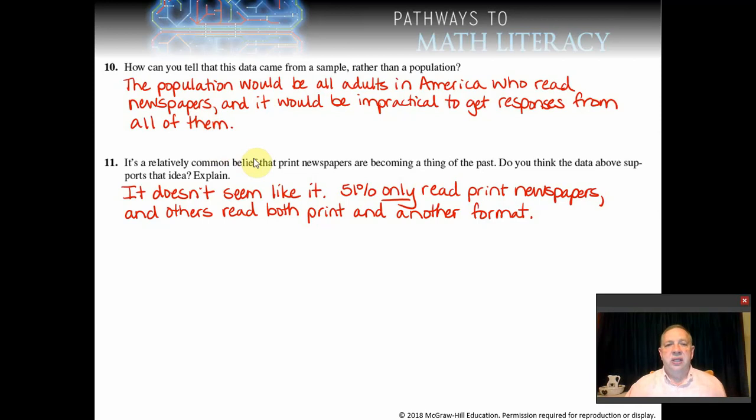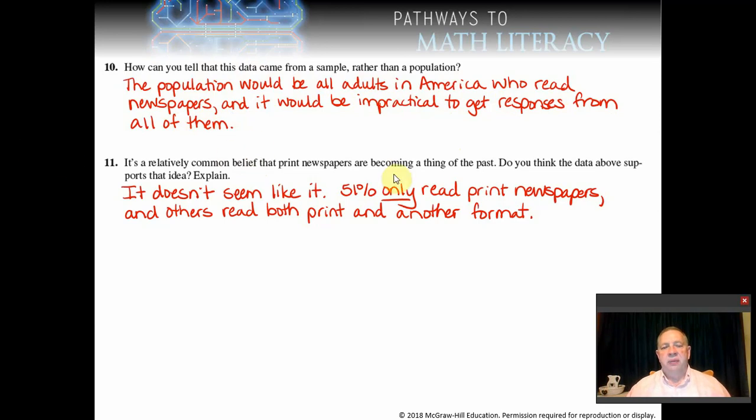How can you tell that this data came from a sample rather than a population? The population would be all adults in America who read newspapers, and it would be impractical to get responses from all of them. So I would pick samples just as a default method, unless we know that that was everyone that we were concerned with.